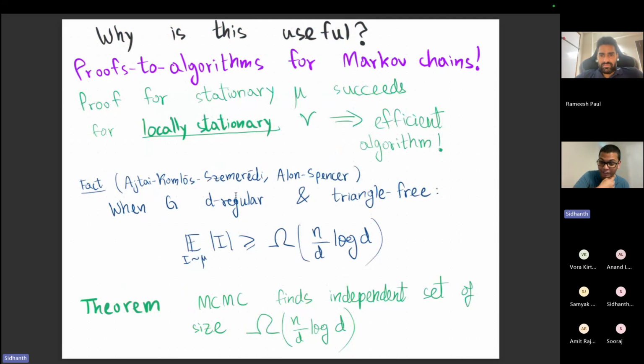I'll explain what I mean in the context of finding independent sets of size n over d times log d. That is, we're going to open up the proof that Alon and Spencer gave that a uniformly random independent set in expectation has this Omega(n over d log d) size. And then we're going to observe that actually the Alon-Spencer proof goes through even if instead of the uniform distribution, you merely had a locally stationary distribution, which would then imply this theorem that running the Markov chain finds an independent set that is of this n over d log d size.